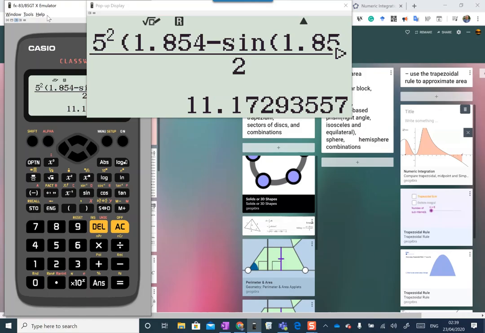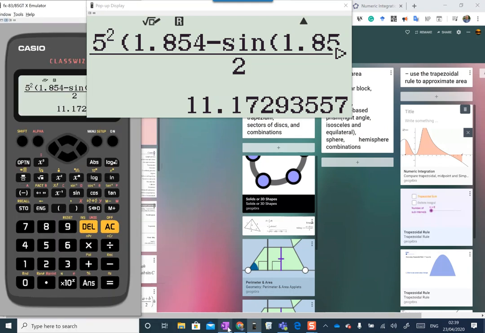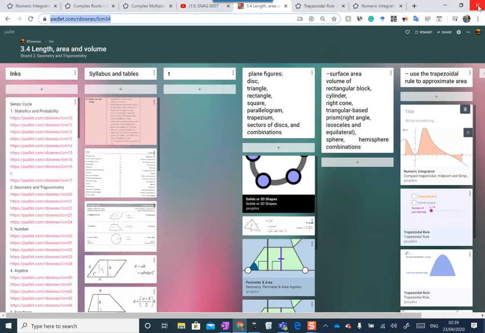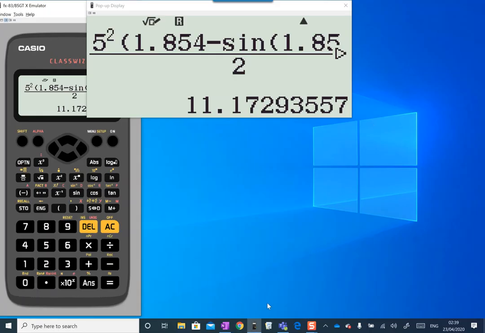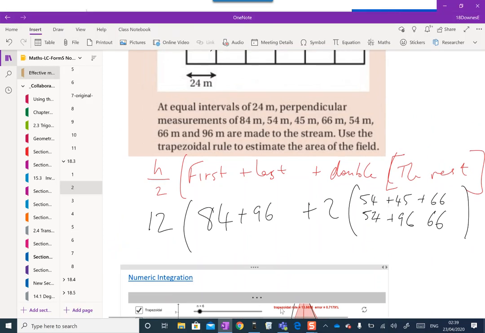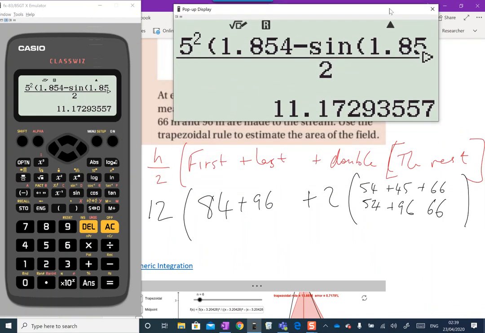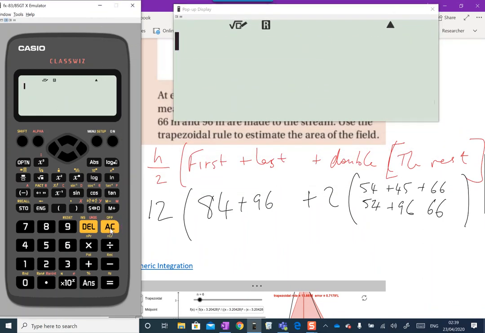Okay, I certainly want to kind of change the order. Oh, I think this will work. Should work now. Yeah. Okay, so clear our calculator.